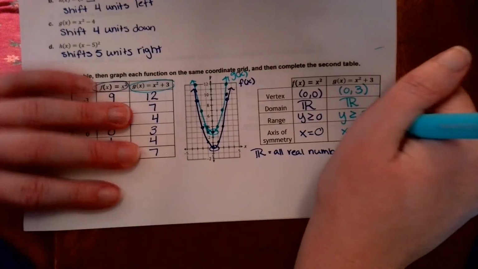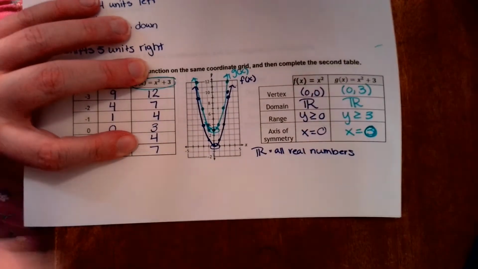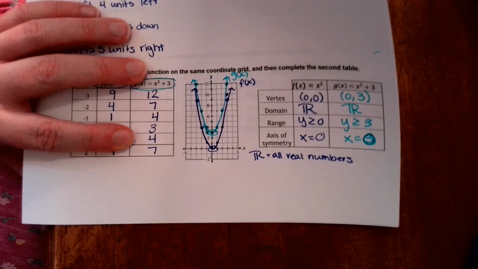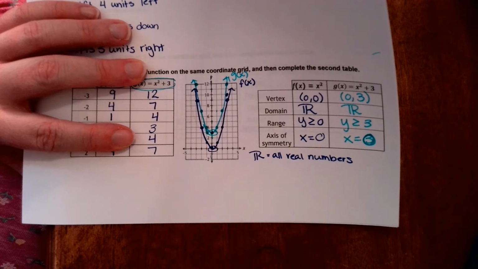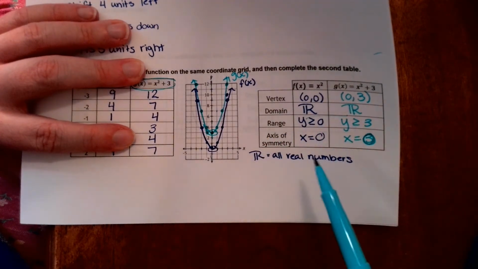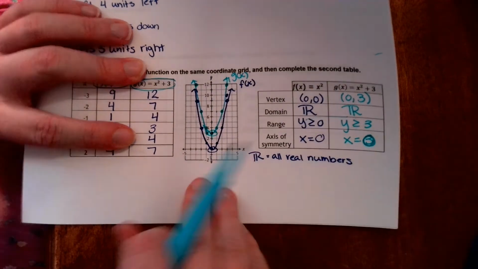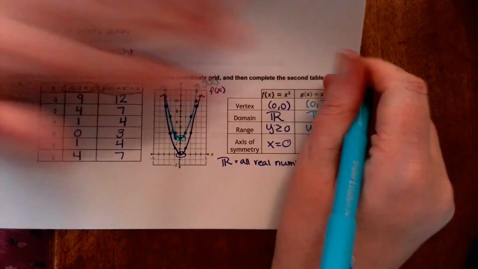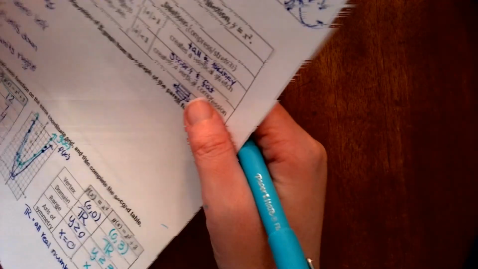I knew it. It should be x equals 0, because the x coordinate of our axis of symmetry should be x equals 0. That's the x coordinate of our vertex. I knew it as soon as I was catching myself. So the only thing that should change is the vertex and the range. The axis of symmetry and domain should be the same when you shift vertically. Sorry about that. I knew it in my head and just wrote and said the wrong thing.